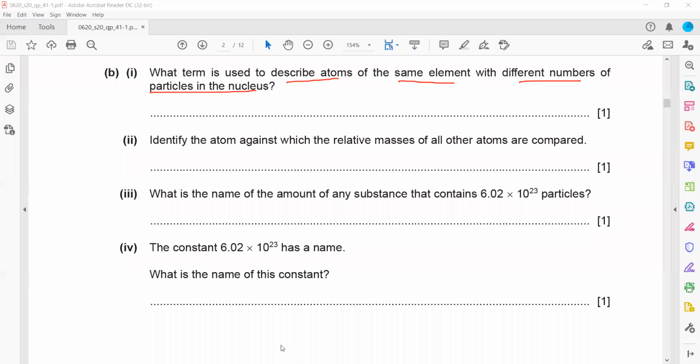Identify the atom against which the relative masses are compared. Relative mass is the mass of an atom which is compared with which other element? The definition of relative mass is the mass of an atom compared with carbon. That's good, Abdullah. It is specifically carbon 12, because carbon can also have isotopes 12 and 14. So that is carbon 12.